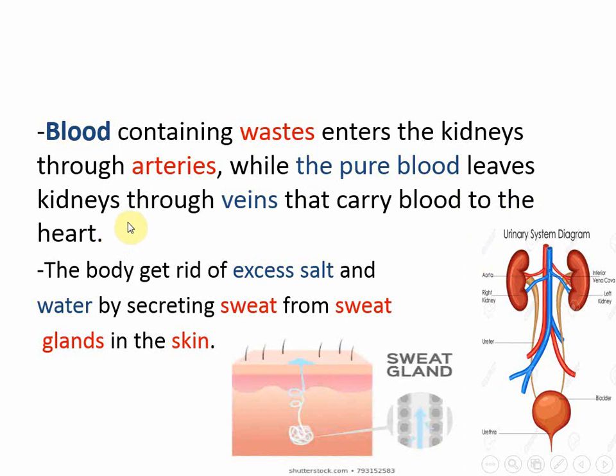Now, not all the salt and water found inside the body get out through the urinary system. Part of the excess salt and water gets out of the body by secreting sweat. The secretion of sweat comes from the sweat glands found in the skin. So a quantity of the salt and water that the body doesn't need is expelled out of the body in the form of sweat through the sweat glands inside the skin.